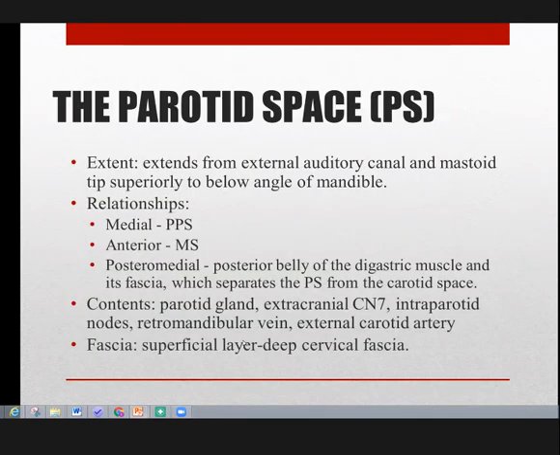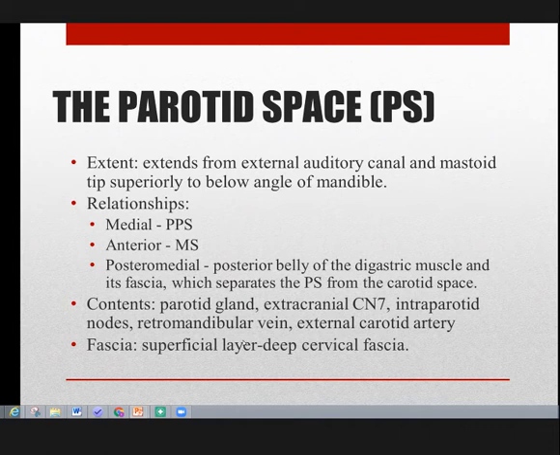Okay. So next, we proceed to the parotid space. So the extent of this space, it extends from the external auditory canal and mastoid tip superiorly to below the angle of the mandible. So the relationships of this space are that the parapharyngeal space is located medially, the masticator space is located anteriorly, while the posterior belly of the digastric muscle is located posteromedially.